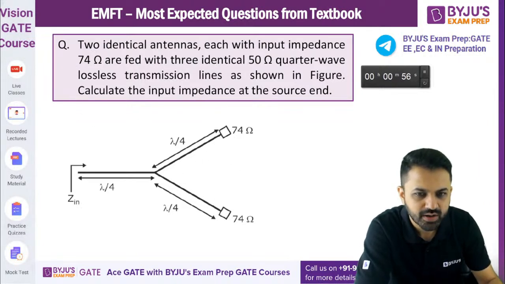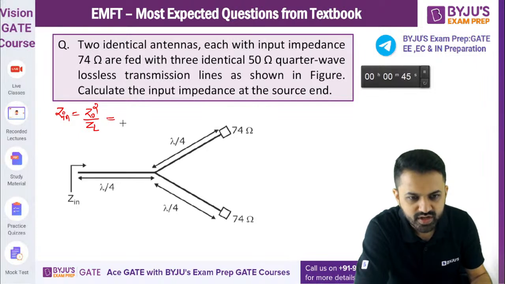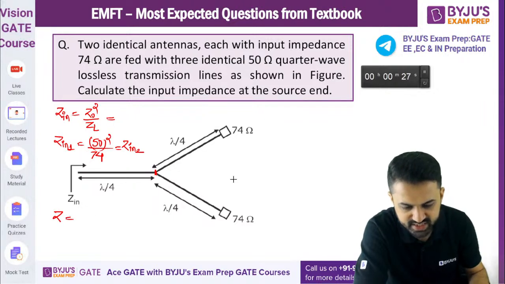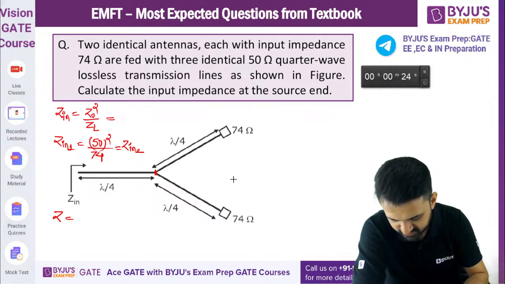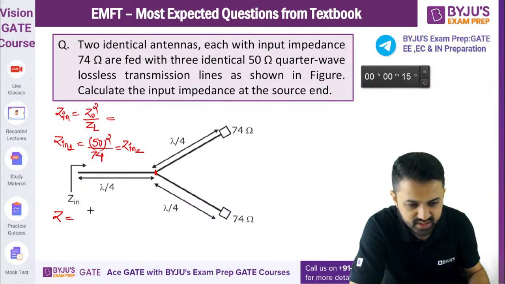So we know that for the lambda by 4 length transmission line, the input impedance is given by Z0 square upon ZL. So according to this, if I calculate here, Z in 1 is Z0 square, which is 50 whole square divided by 74, and this is the same for the second one also. So Z in 2. So Z is in parallel with 50 whole square divided by 74. It is coming as 33.78.